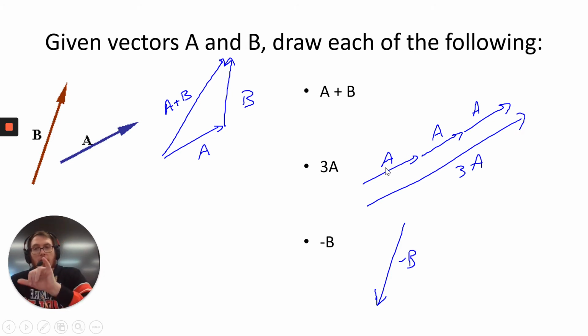3A is just a cookie cutter of A, and A, and A. Notice that 3A is just 3 times as long as A was. And then negative B basically says that instead of going in one direction, you flip-flop it. It should look the same as B, except the arrow's going in the other direction now. That's the only difference between negative B and regular vector B.